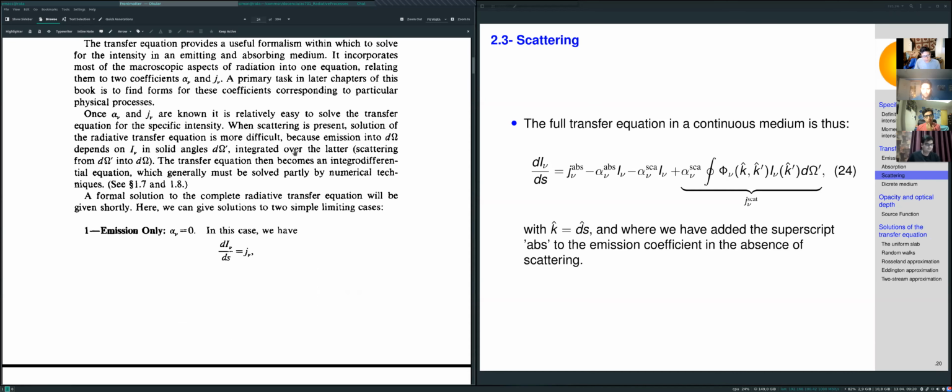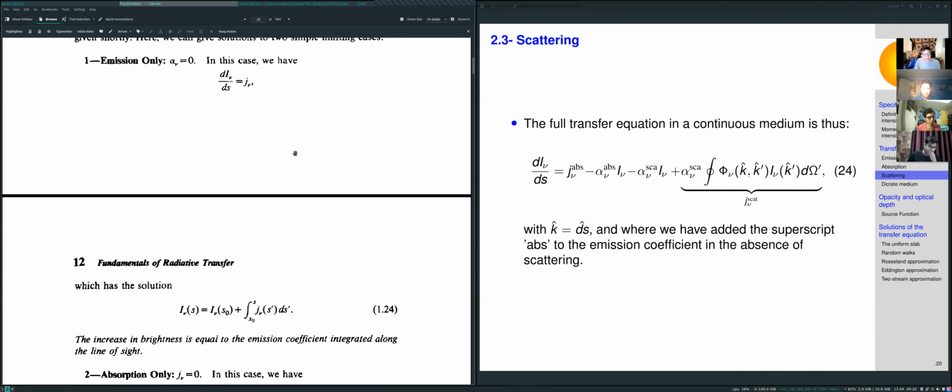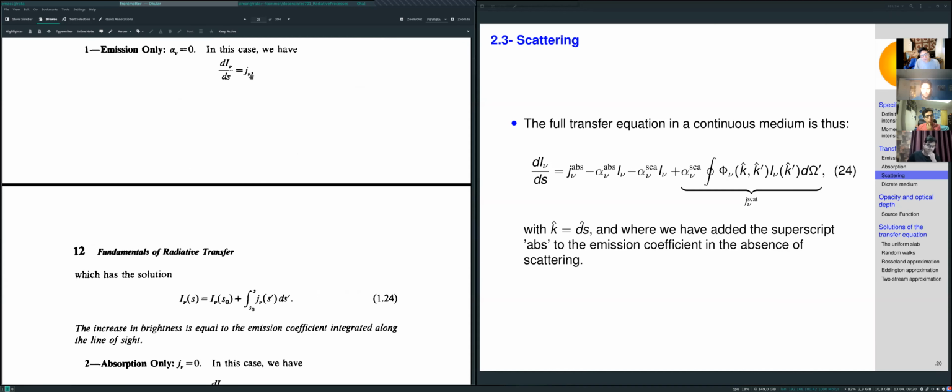So then the textbook talks about limiting solutions, solutions in simple cases. For instance, if there is only emission, then this can be trivially integrated to yield the specific intensity as a function of the boundary condition at some point where the ray hits the medium, out to a position S along the ray. You can solve this as long as, of course, J nu does not depend on I nu.